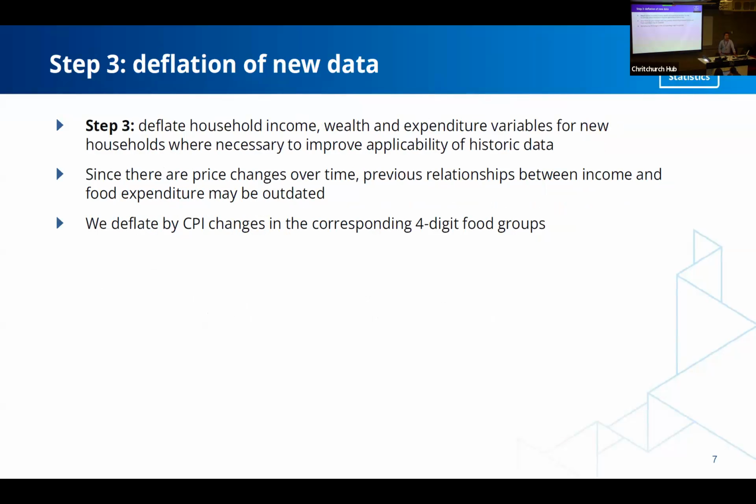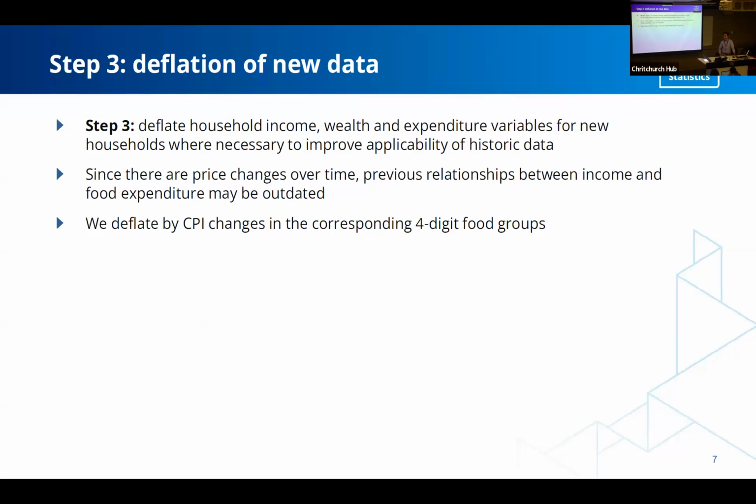Now remember, we still have that information, and that is actually quite an important regressor. The next step is we're going to deflate household income, wealth, and those household expenditure data variables for the new data, new households where necessary to improve the applicability of the relationships in the historic data.